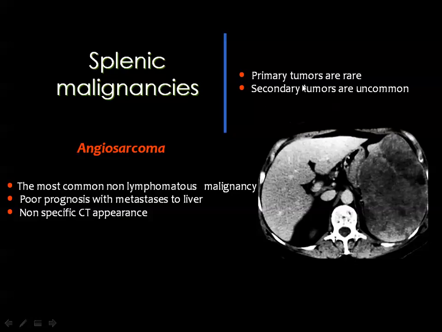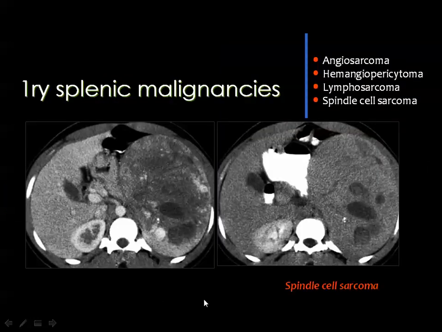The primary lesion is angiosarcoma, and this is the most common non-lymphomatous malignancy. And you know that lymphoma is the most common malignant lesion of the spleen. The diagnosis of angiosarcoma of the spleen cannot be obtained, in my opinion, without a biopsy, because there is no specific CT or MRI finding to predict that this is an angiosarcoma.